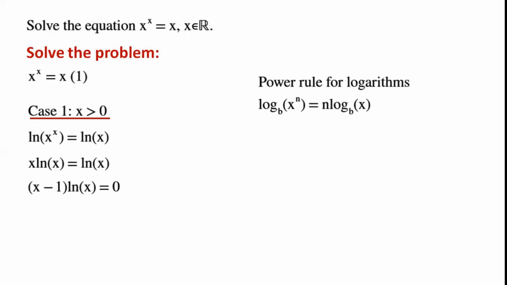By rearranging the equation and factorizing the left-hand side, we can now write (x minus 1) ln x equals 0. So either x minus 1 equals 0, or ln x equals 0. Thus, x equals 1.